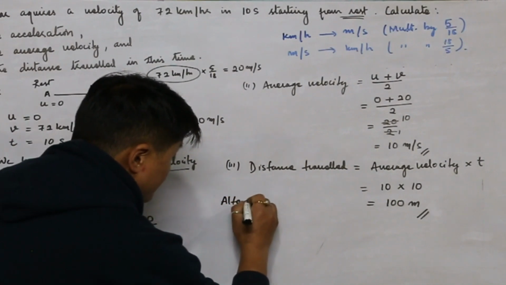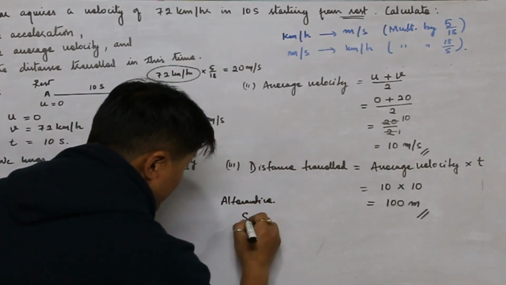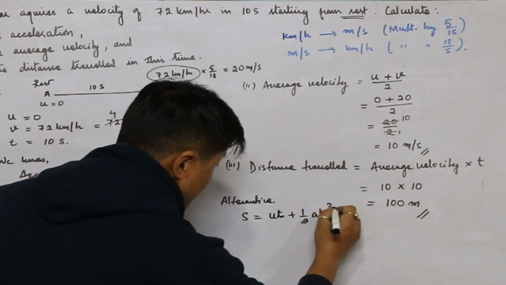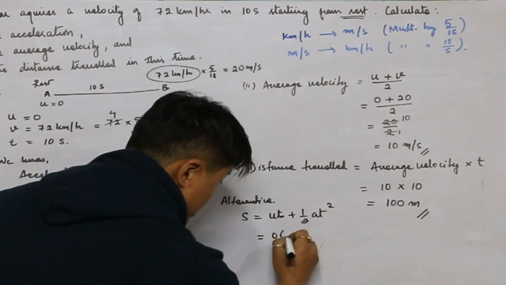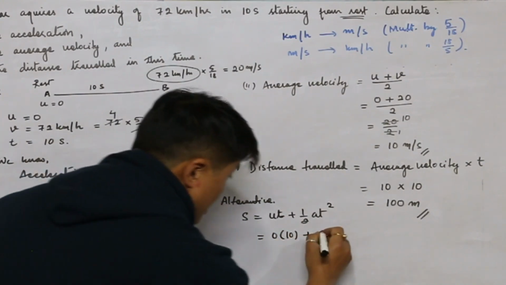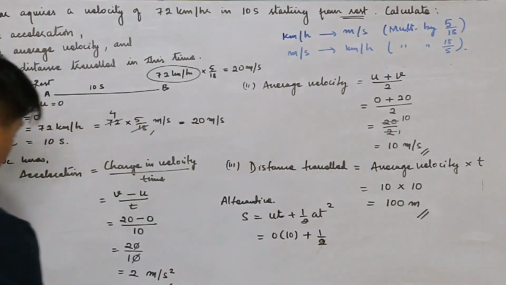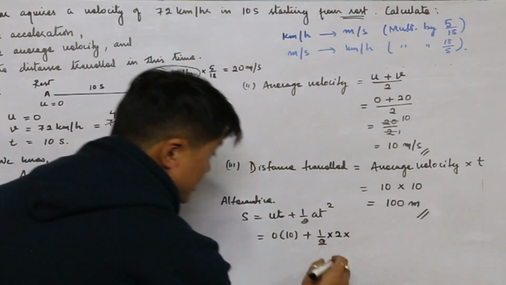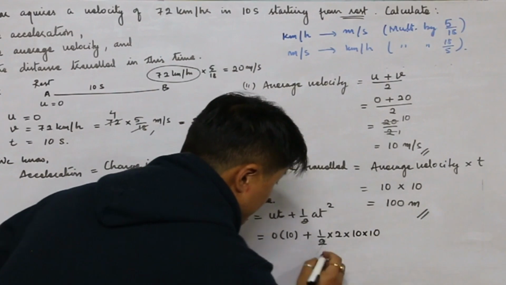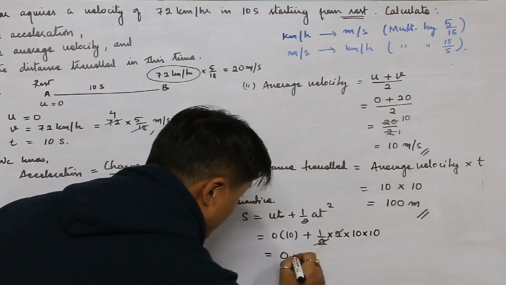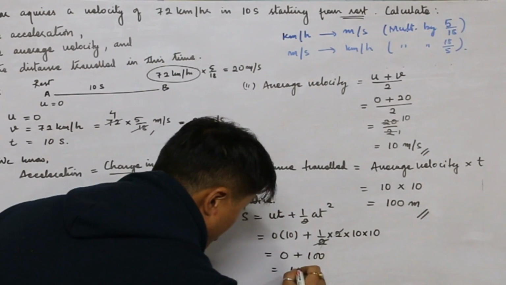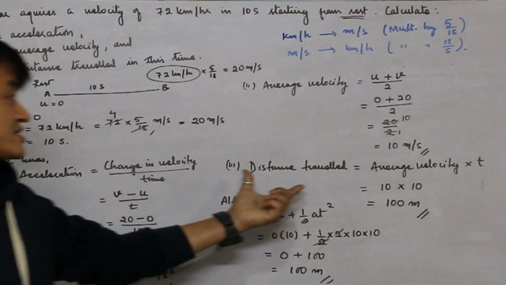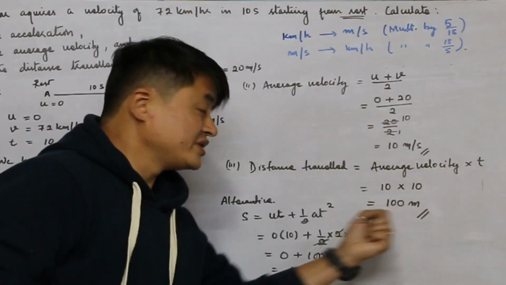Alternatively, s is equal to ut plus half at square. u is 0 into t is 10, plus half a, and a we got as 2 meter per second, into t square, which is 10 into 10. 2 will get cancelled. It is 0 plus 100, which is equal to 100 meters. So alternatively, using the formula also we can find it, or else for distance traveled, if we know the average velocity, we can do it directly also.